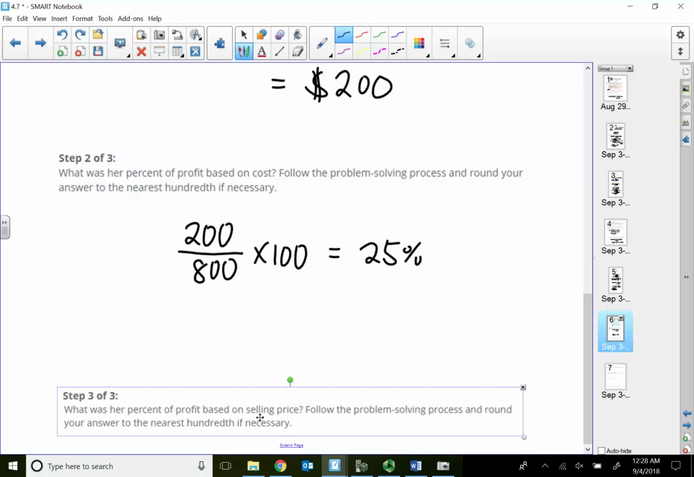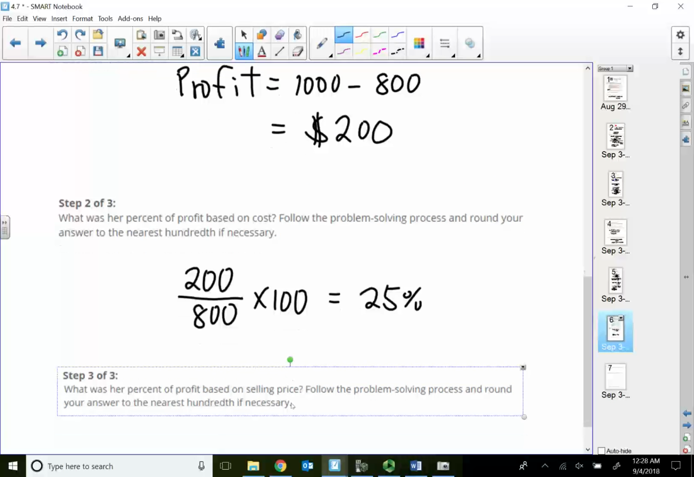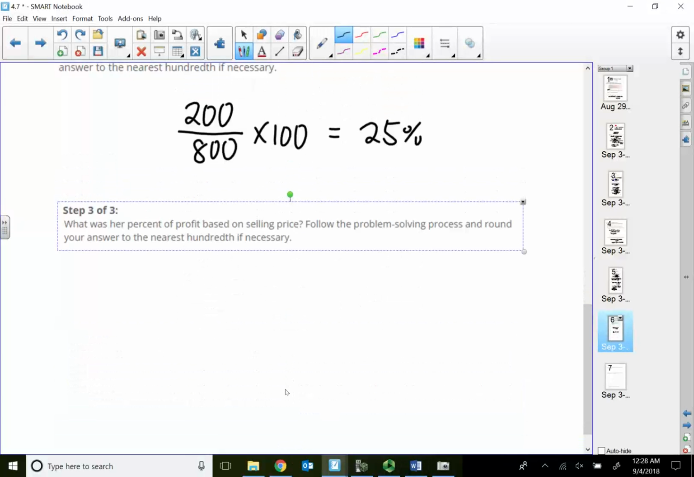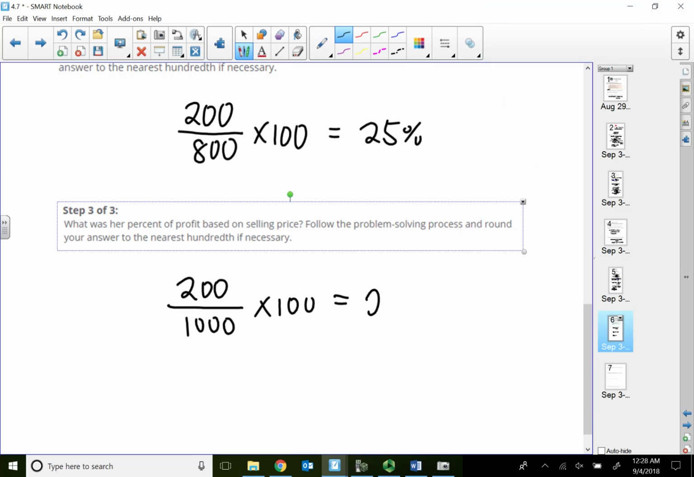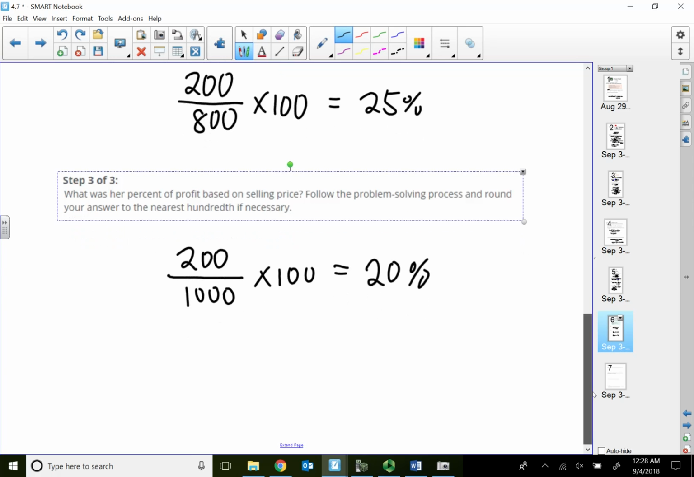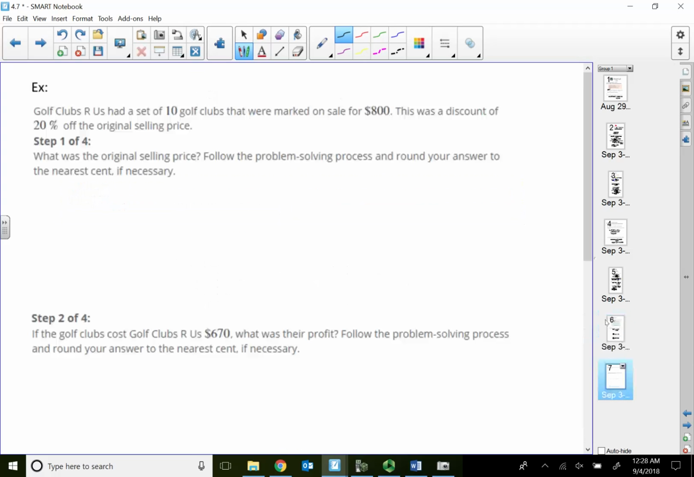What was her profit based on selling price? Well, that's going to be a little bit lower because the profit, $200, now we have to divide it by the selling price, which is $1,000, times 100 to convert back to a percent. So 200 divided by 1,000 times 100. That will only be 20% profit. Two different ways of looking at percent of profit. All right, one more example.